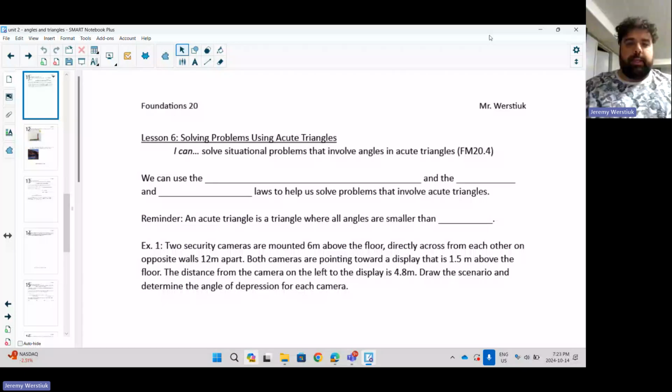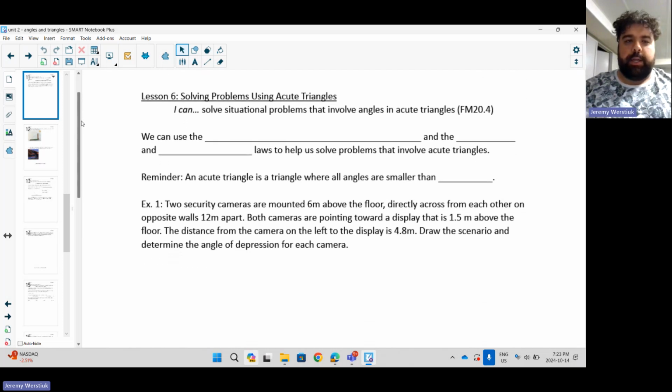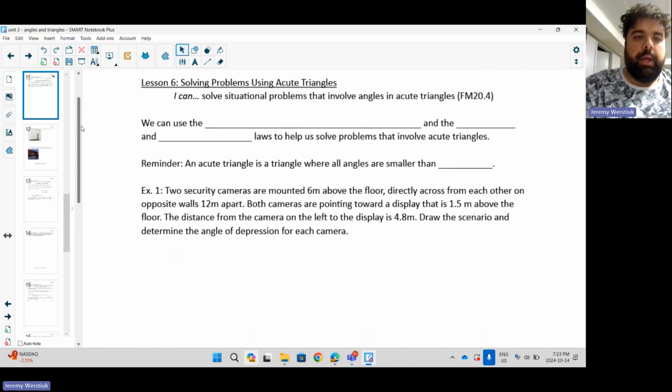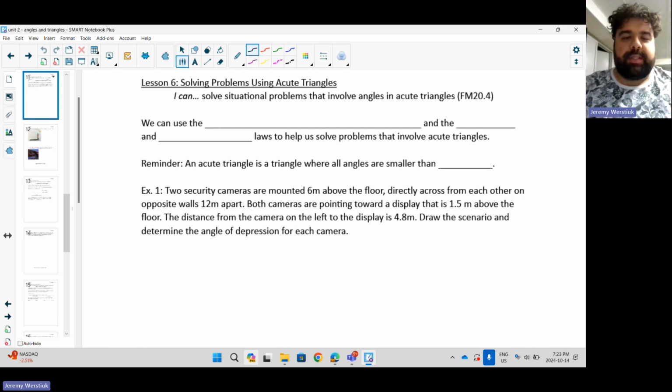This is Foundations 20, Unit 2, Lesson 6. I'm talking about solving problems using acute triangles. So in this lesson, we're not necessarily learning anything new. In Lesson 4, we learned about the sine law. In Lesson 5, we learned about the cosine law. And now in Lesson 6, we're just problem solving.